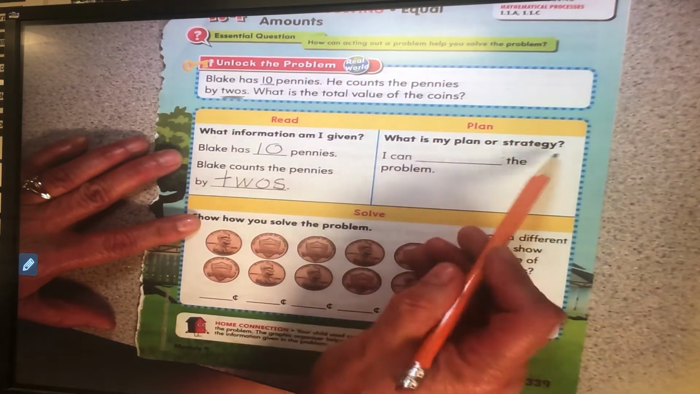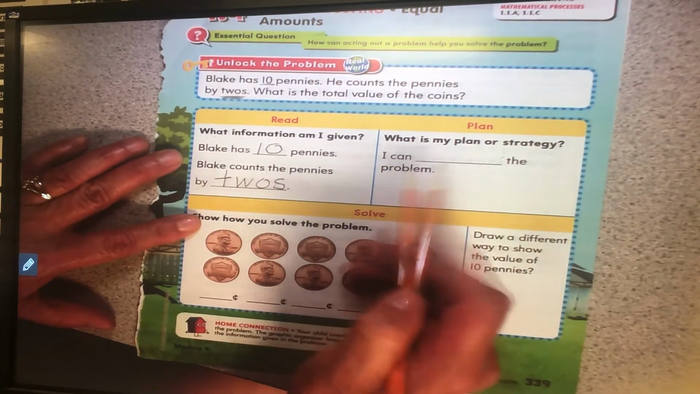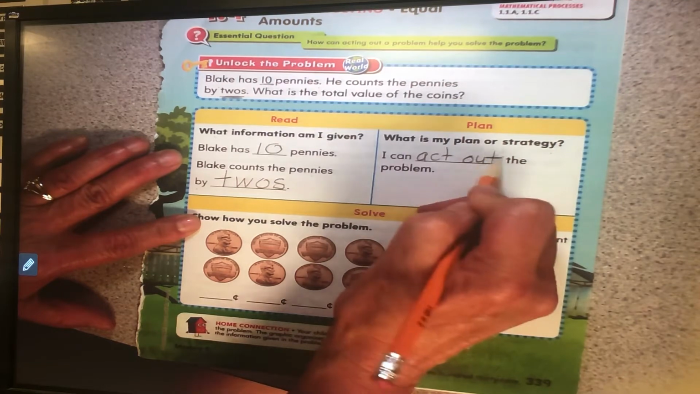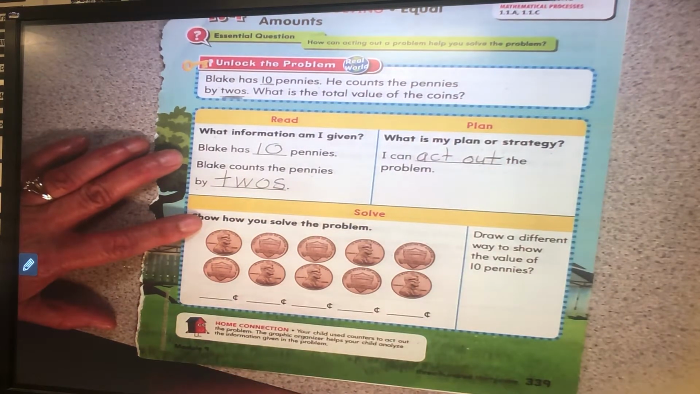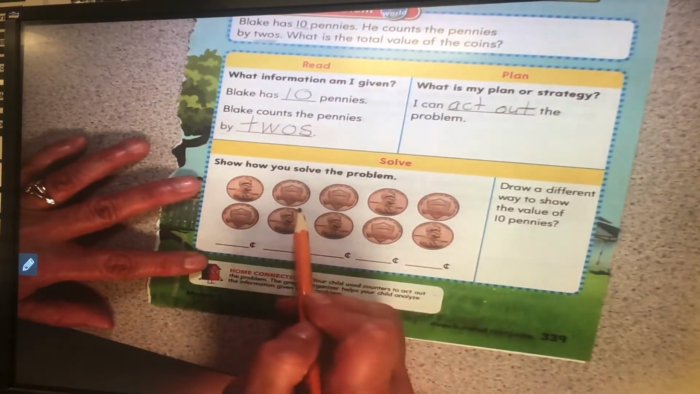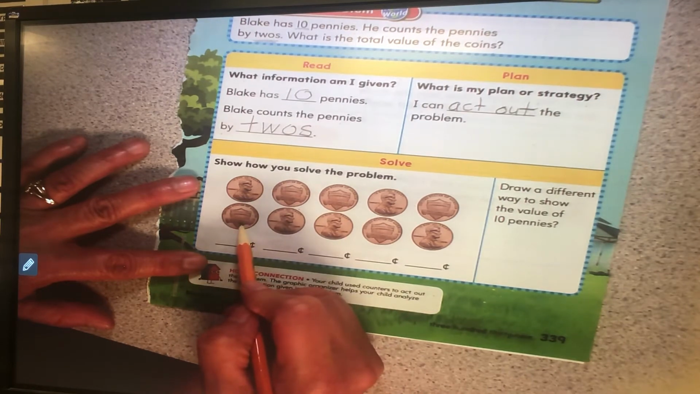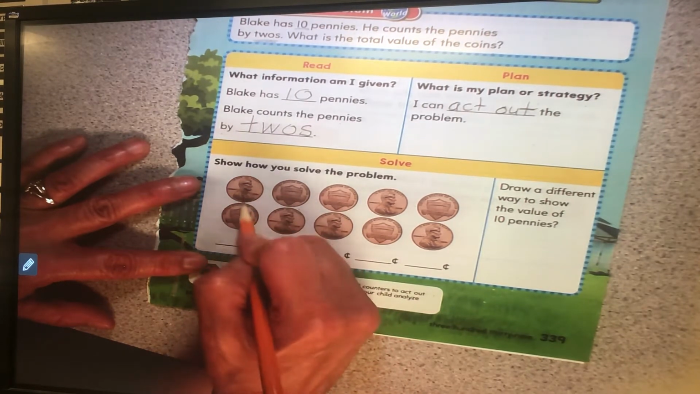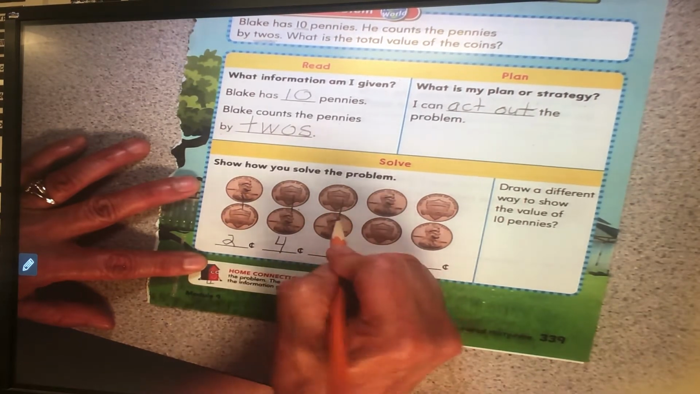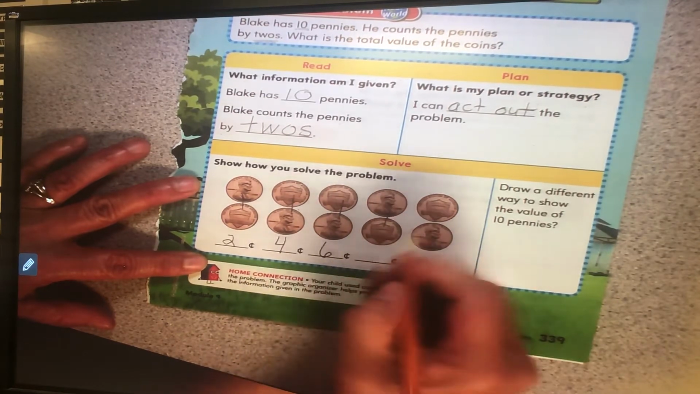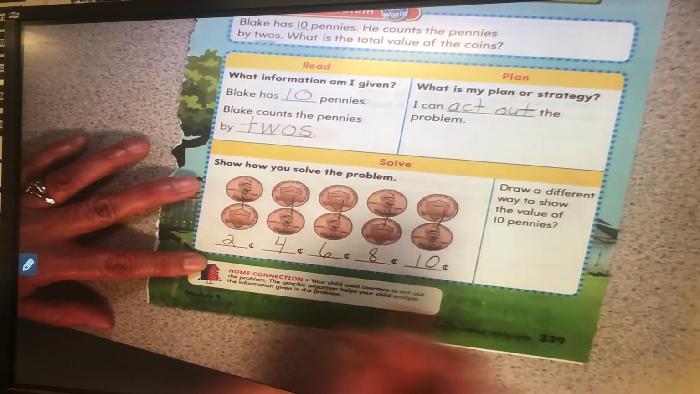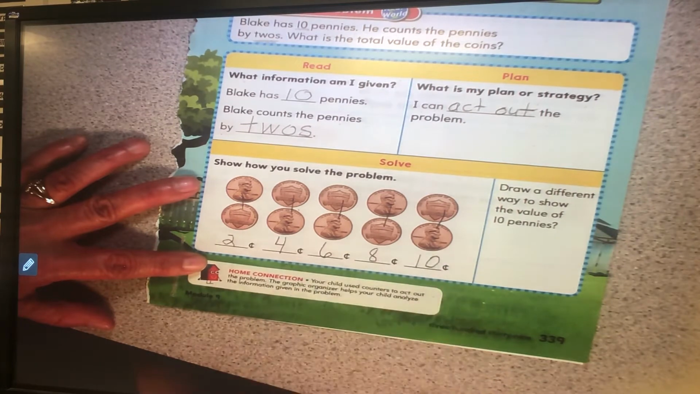What is my plan or strategy? I can what? Act out the problem. So by acting it out, I would be counting the coins, all right? Show how you solve the problem. Let's count them. 2, 4, 6, 8, 10 cents. So we had a value of 10 cents.